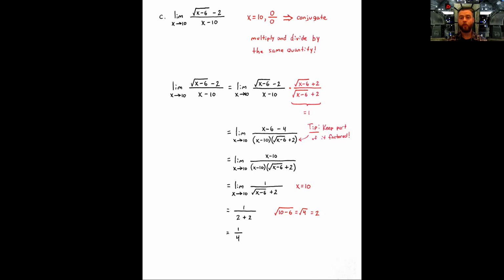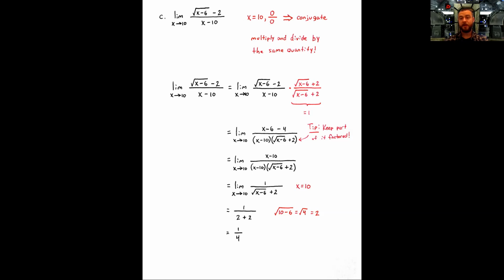Now, ignore any temptation to get rid of radicals in the denominator. You would just be going backwards to the function that we started with. We're using the conjugate here for a different reason, to eliminate the indeterminate form. And at this last step there, now we can plug in x equals 10.